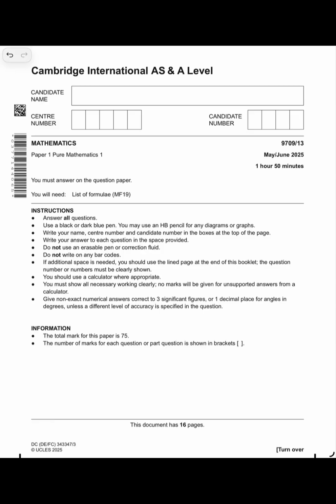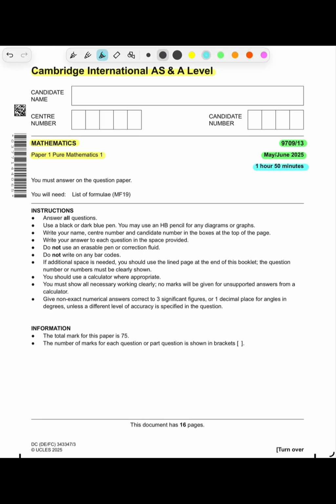In today's lesson, I'm going to solve paper 1. Let me highlight it. Paper 1, Pure Mathematics 1. This is Cambridge International AS and A level mathematics. This is May-June 2025 and this is the third variant. So the code is 970913. The paper is roughly 2 hours.